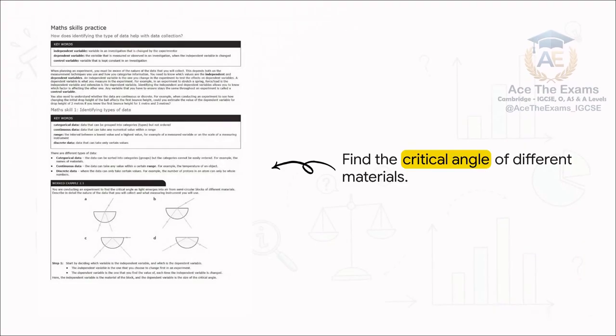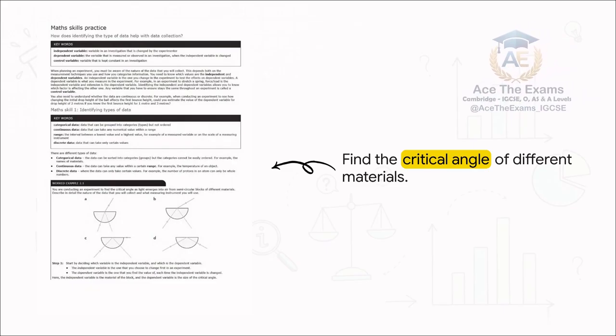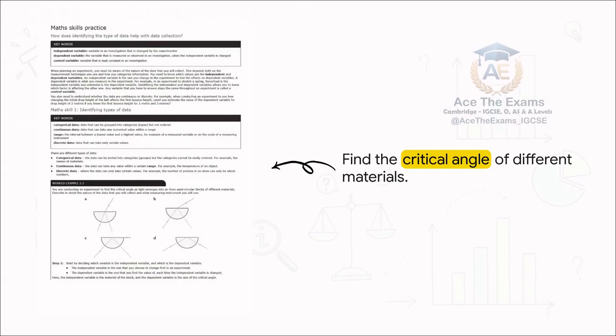Now, let's see how this all comes together. We are going to apply everything we've learned to a real Cambridge worked example. Here we have a setup with semicircular blocks of different materials. We've got light rays entering the flat side of blocks made of glass, perspex, and so on. The entire goal of this practical is to find the critical angle as the light emerges into the air.